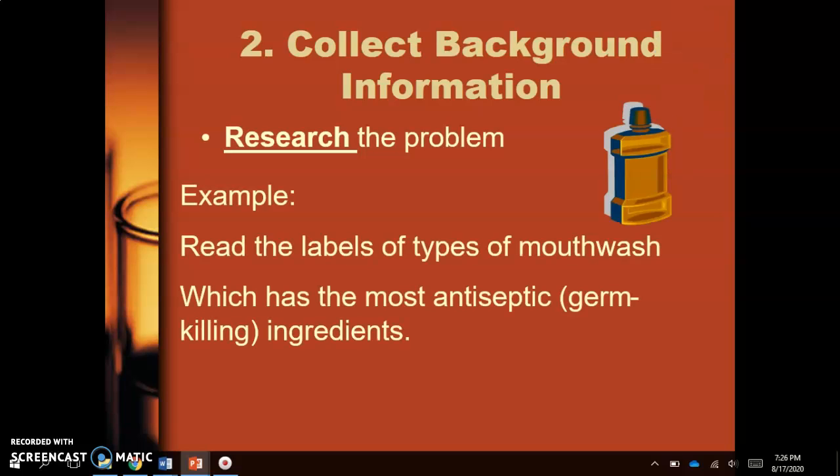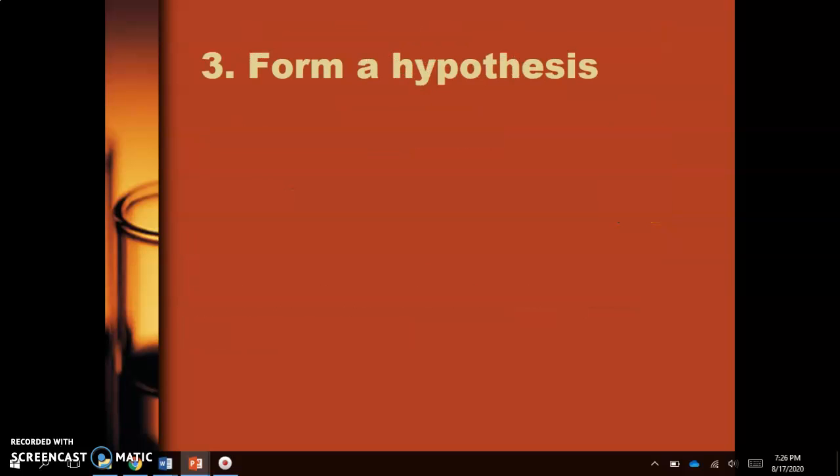So an example for this, you're reading the labels of the types of mouthwash to see which one has the most antiseptic. And an antiseptic is a germ-killing ingredient. So you would make or have the question of which mouthwash kills more bacteria. And then to do your research, you would look at the percentage of the antiseptic that is contained in the mouthwash. So it doesn't have to be anything too intensive, but we do have to research.